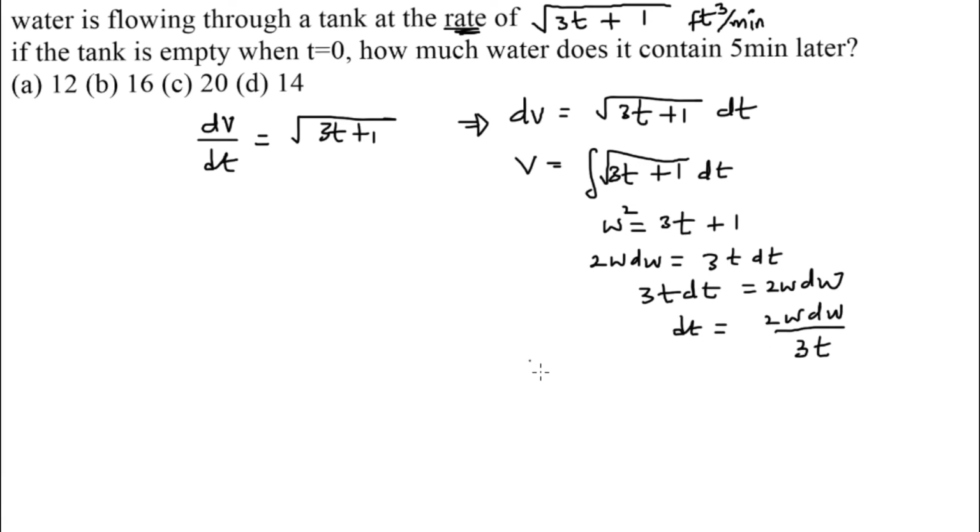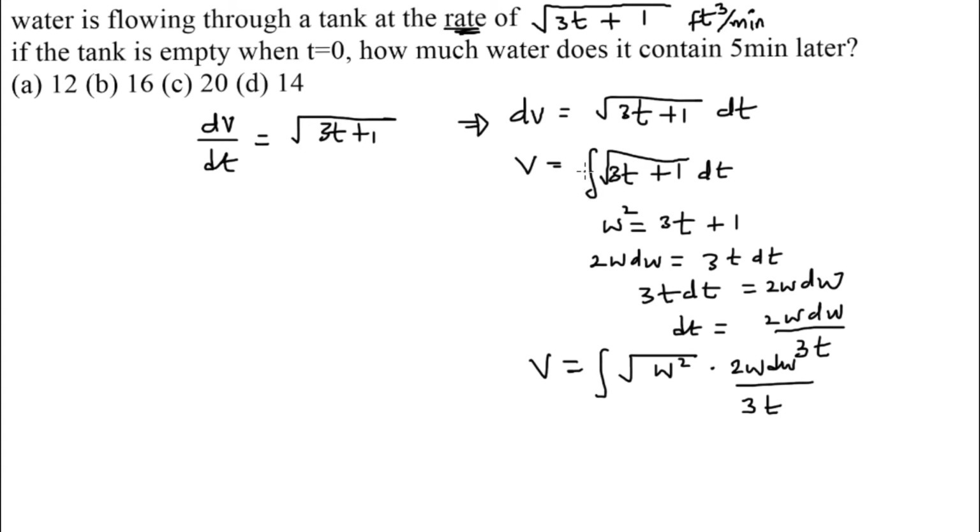So I can go on now. V is equal to the integral of root w squared. So instead of having dt, I will have what? 2w dw upon 3.